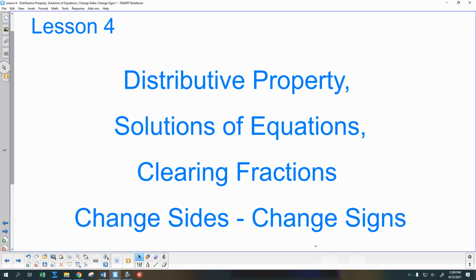So lesson four, we're going to be reviewing solving equations. And we're going to be doing that by practicing the distributive property, clearing fractions, and change sides, you change signs. If you have a plus something over here, when you subtract it from both sides, it becomes a minus something on the other side. So those are the skills that we will be reviewing in today's lesson.